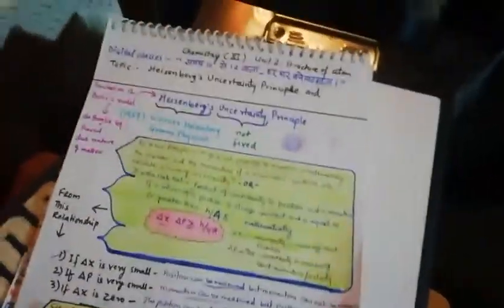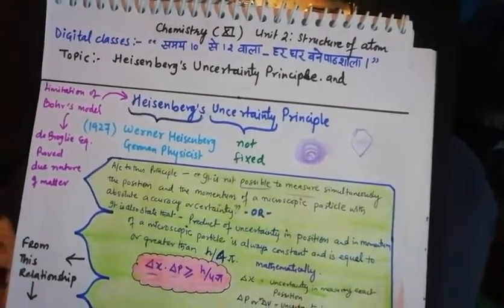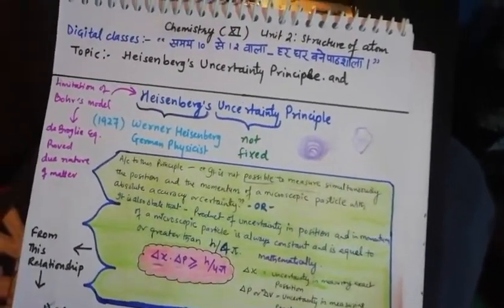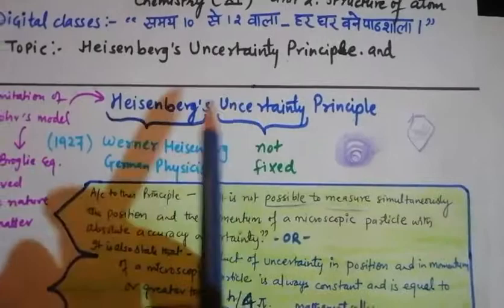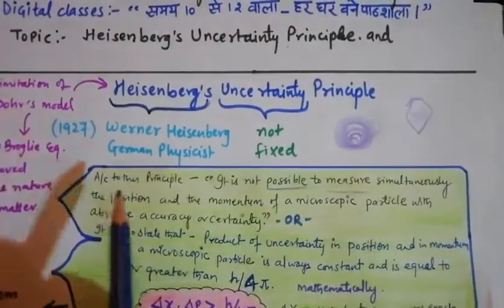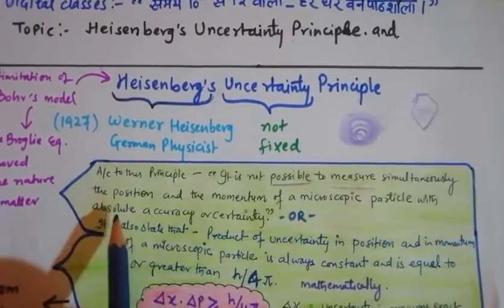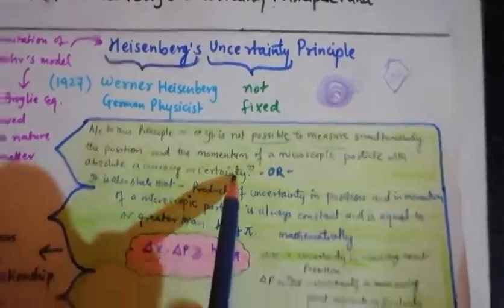Okay, so dear students, quickly recapitulate. We have done the dual nature of matter, which came from the de Broglie equation, in which we studied that matter can behave like a wave, and all the microscopic particles moving around the nucleus behave like a wave as well as a particle. Second, Heisenberg's uncertainty principle, where we studied that it is not possible to measure simultaneously the position and the momentum of a microscopic particle with absolute accuracy or certainty. We can find it with absolute accuracy and certainty only if delta x is 0.